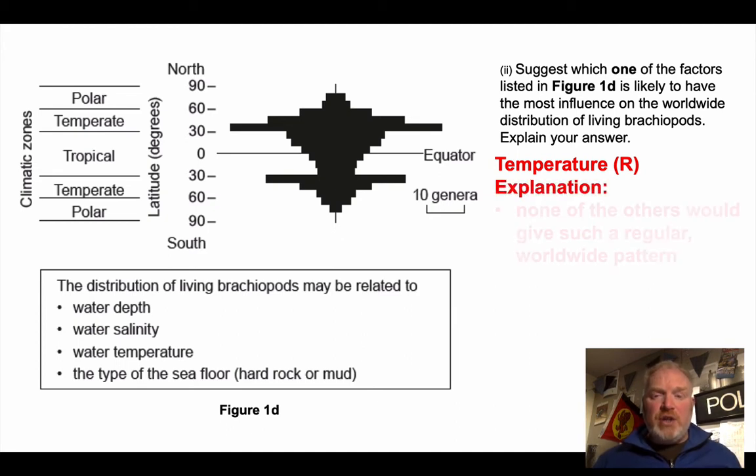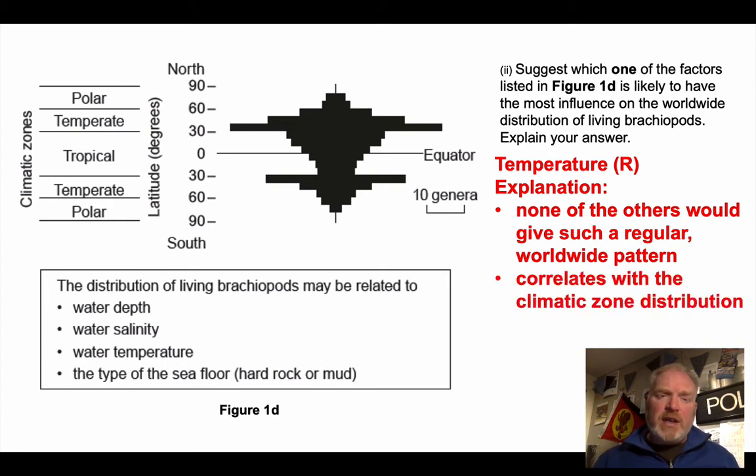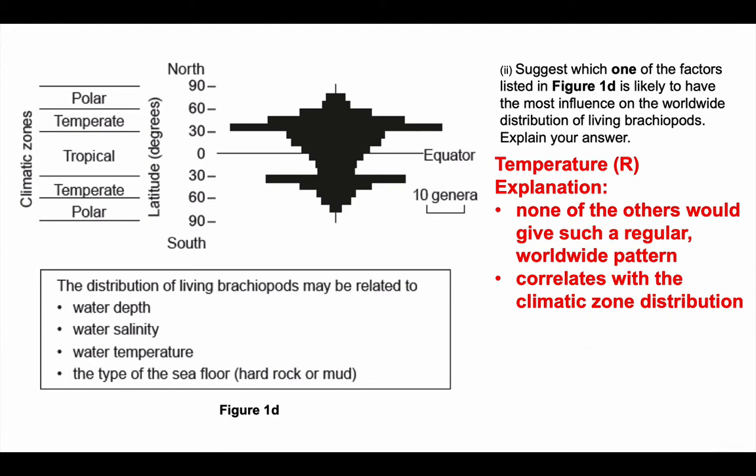For an explanation then, that regular repeating pattern, if we look at from 30 degrees north and 30 degrees south, we see exactly the same pattern. That's got to be related to temperature. The fact it correlates well then with the distribution of climatic zones. Temperature must be a key factor.